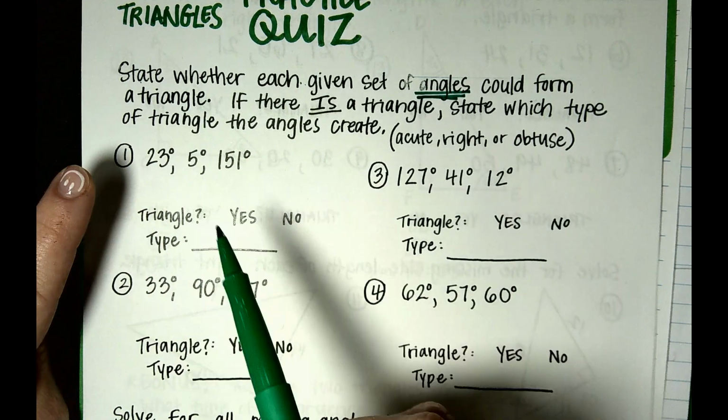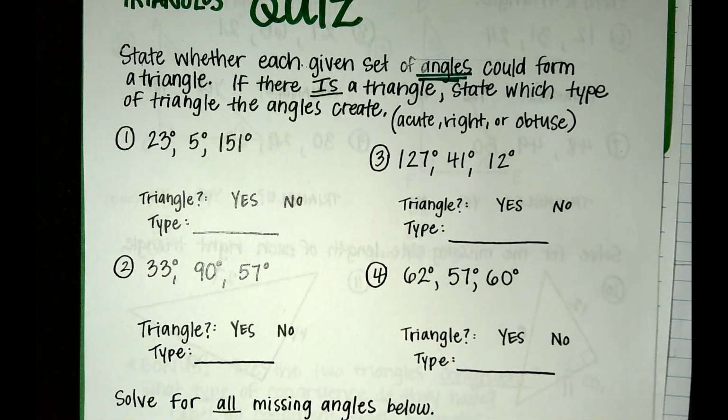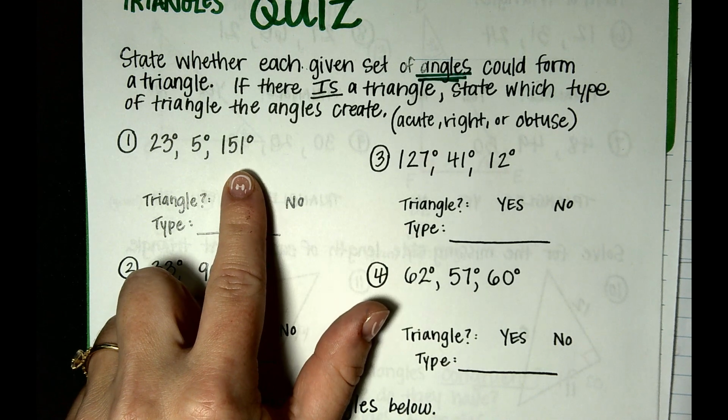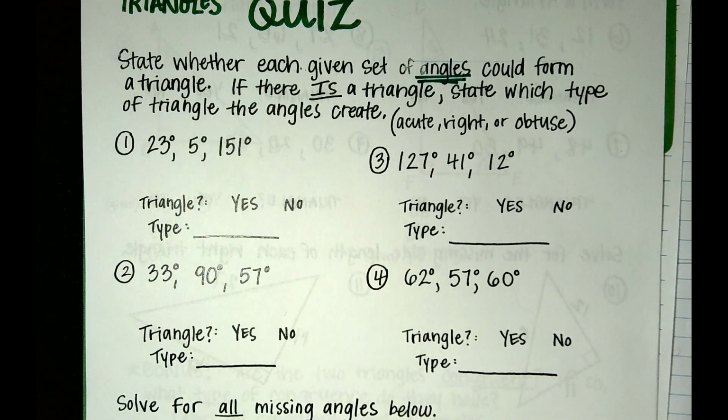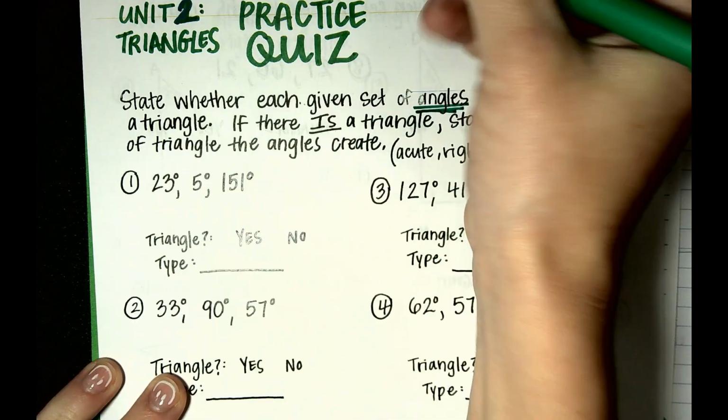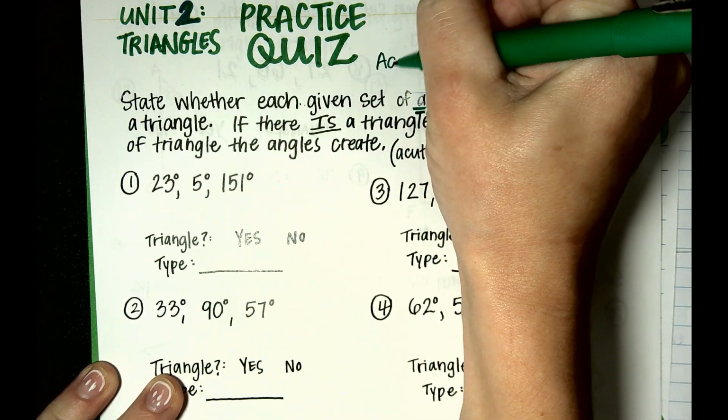So, let me ask you this first. How many degrees is in a triangle? 180. So if I add 3 angles together and they equal 180, would that be a triangle? Yes. If they don't equal 180, what would that mean? Not a triangle.